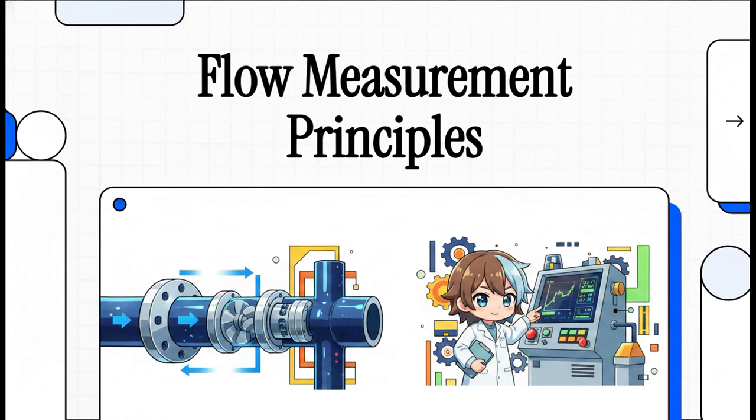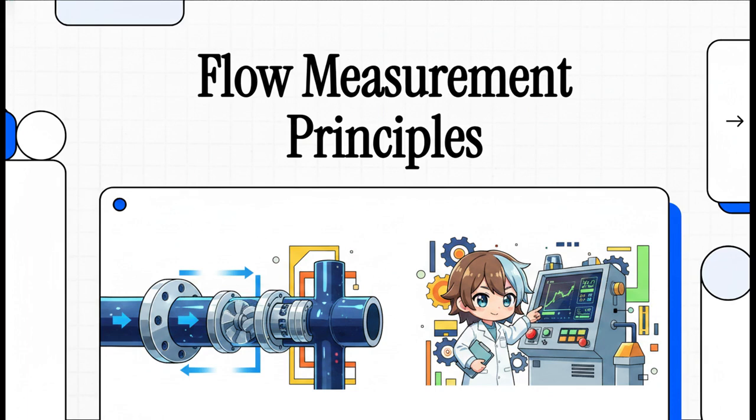Now, if you're an instrumentation student or really anyone working with process control systems, you already know the golden rule. It's that classic principle, garbage in, garbage out. If your measurement data is bad, well, your control decisions are going to be bad too. There's just no way around it. So today we're going to unpack the actual physics of fluid flow and look at the real-world industrial technologies we use to capture that data flawlessly.